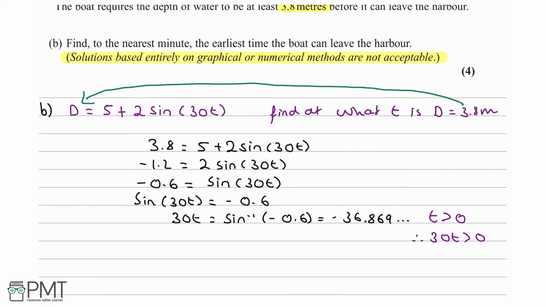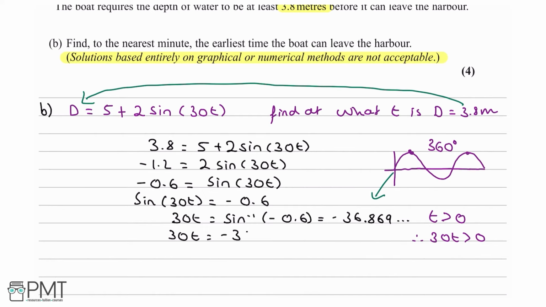And we know that the period of a sine wave, so if I draw a little sine wave for you here, the number of degrees between this point and this point is 360 degrees. So what we need to do is use this information to add 360 degrees to our time for 30t.